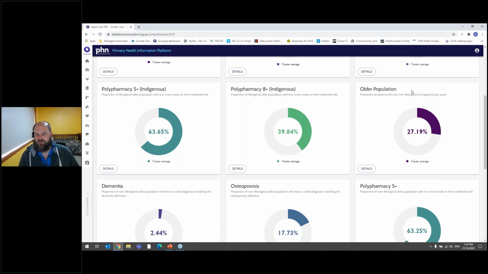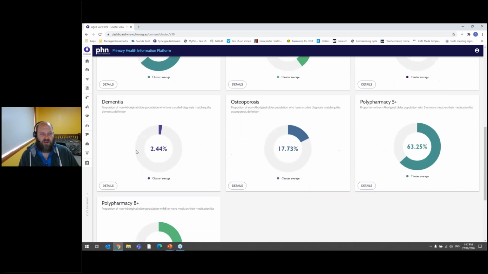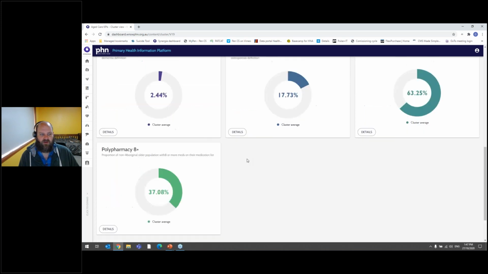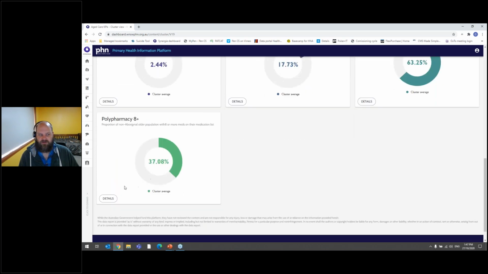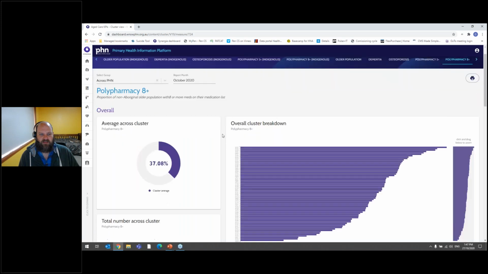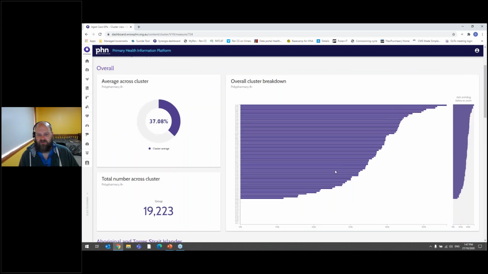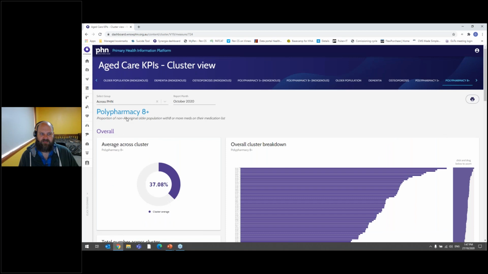You'll also notice that we've got the non-Aboriginal population here, which is 65 years and over. And again, those with dementia and those with osteoporosis, and the 5 and the 8 polypharmacy use as well. And you can again see here that you can get very different variation across the PHN with the polypharmacy use. And obviously that's very much a clinical indicator. And so that's just more of an indicator here so that clinicians can be looking at it from a population perspective as opposed to looking at it from an individual patient perspective.